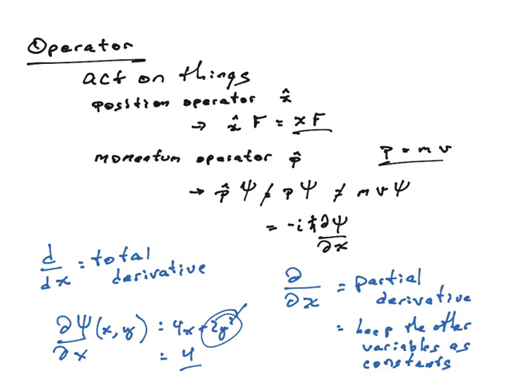If I do a partial derivative with respect to x, then the y's are constants. If I do a partial derivative with respect to y, the x's are constants. And so this little curly version of a derivative, that's just a partial derivative. It means only take the derivative with respect to x. All other variables will be kept as constants for that purpose.